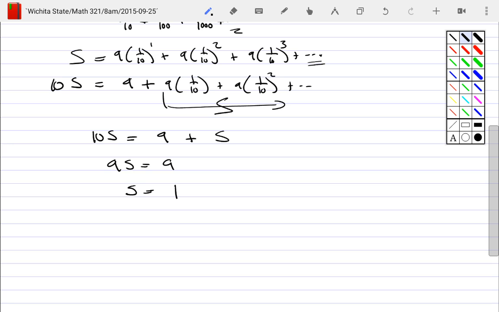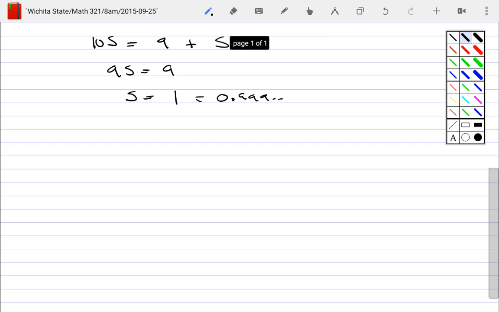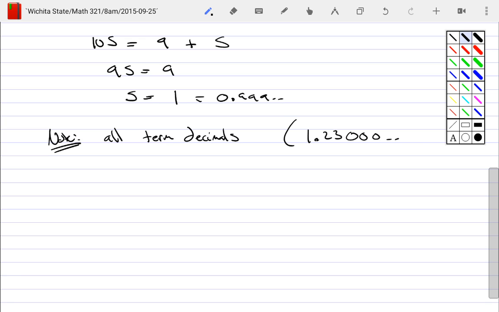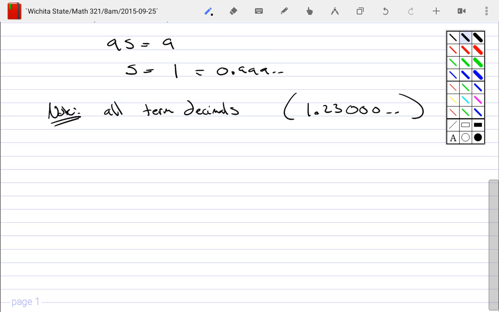So 1 is equal to 0.999 repeating. Actually, one of the things that you could show from this is that all terminating decimals have another form. What do I mean by terminating decimals? It's a number that has an infinite number of zeros, say like 1.23000, right? That's a terminating decimal. It has an infinite number of zeros. All terminating decimals actually have an infinite 9 version.